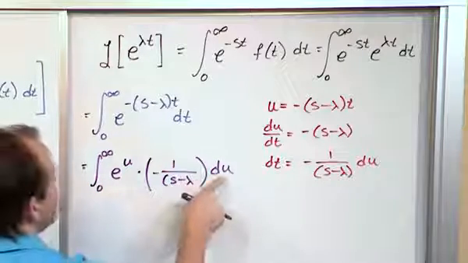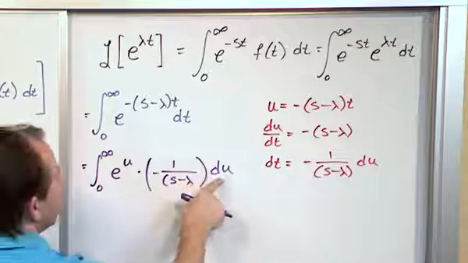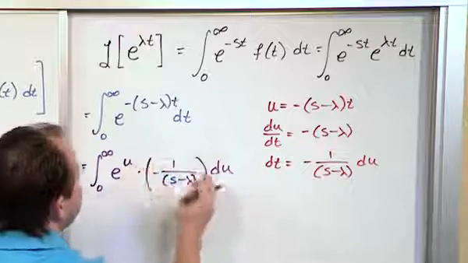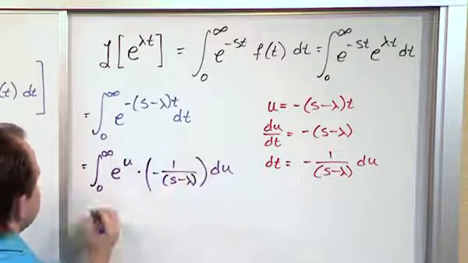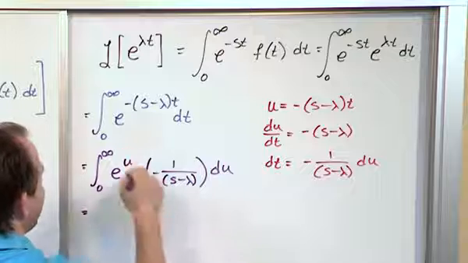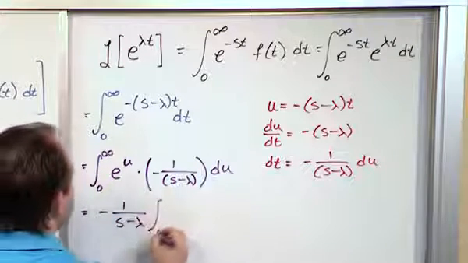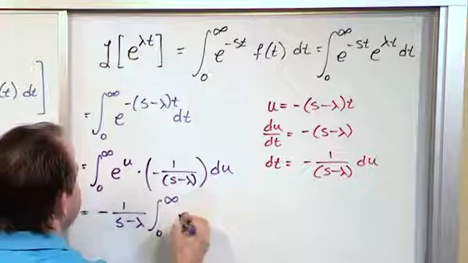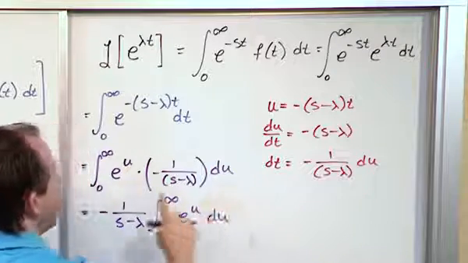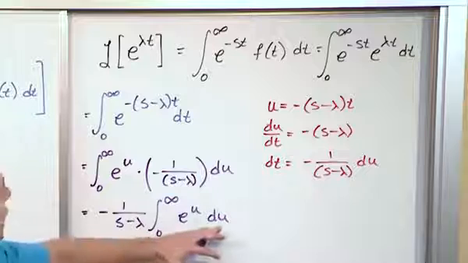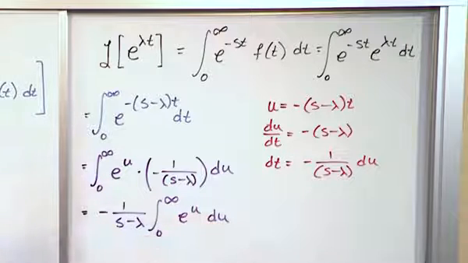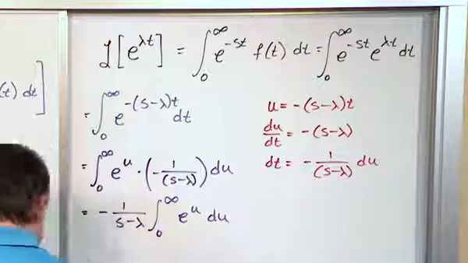Now remember, this is an integral over du now, right? So everything in here is, again, just a constant. So what we're going to have here, we pull the whole thing out, negative 1 over s minus lambda comes out. We integrate from 0 to infinity, e to the u du. Now we did this whole thing so that we could get an integral into a form that we know how to solve very easily, right?